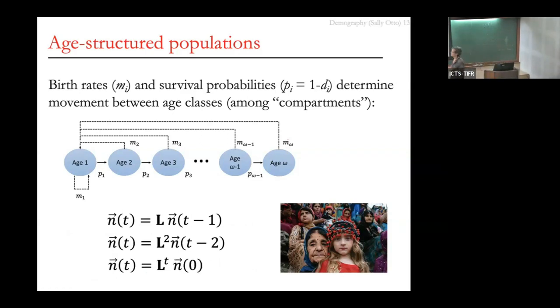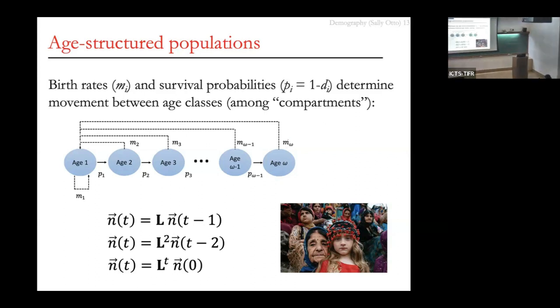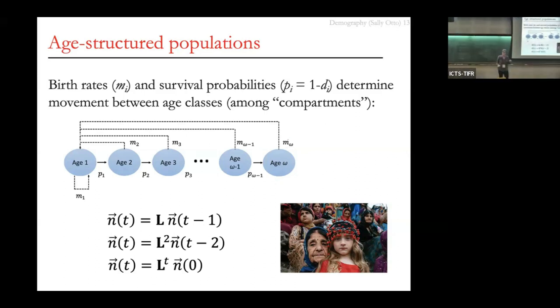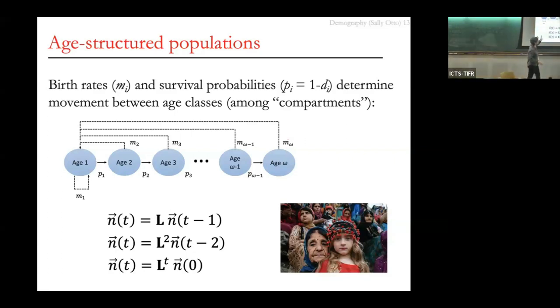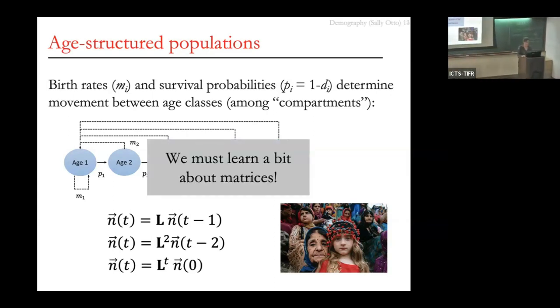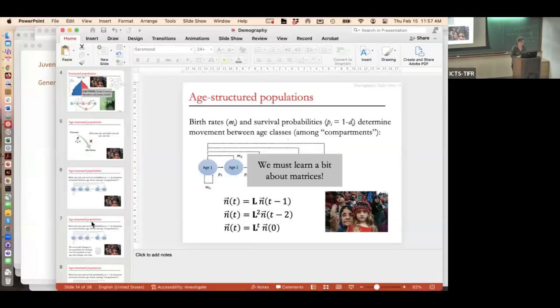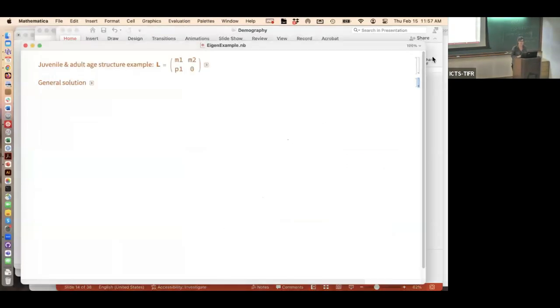Just some notational comments. When it's a general matrix, I'm going to write M. When it's a Leslie matrix with this particular form, I'll write L. And again, I'll use boldface to denote those. So we need to learn a bit more about matrices. So let's go over here.